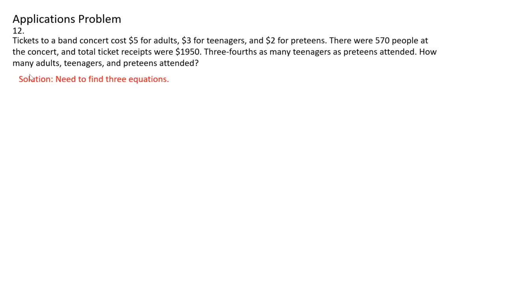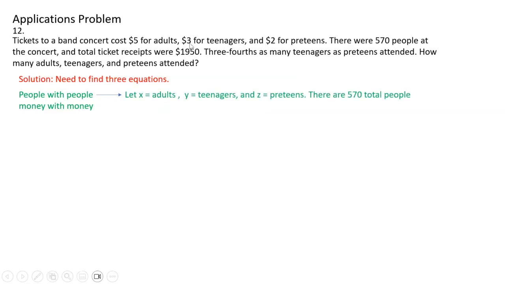Solution: we need to find 3 equations. For the first 2, it's kind of simple, guys. People with people and money with money. Equation number 3 is always a little bit more challenging. So people with people. Let's take it in order. Adults is first, so let x equal adults. Teenagers is second, so let y be teenagers, and z be preteens. There are 570 total people. So again, people with people: x plus y plus z equals 570.